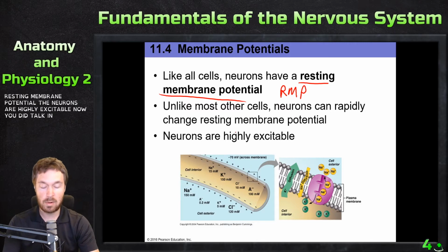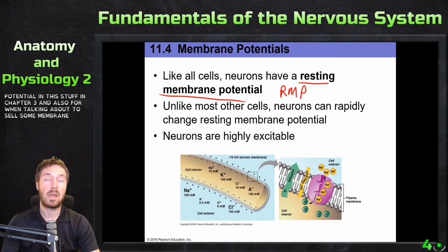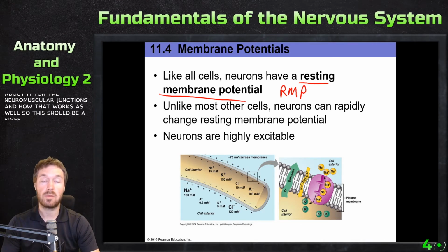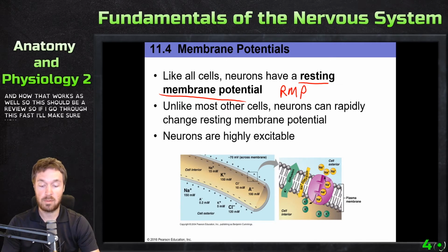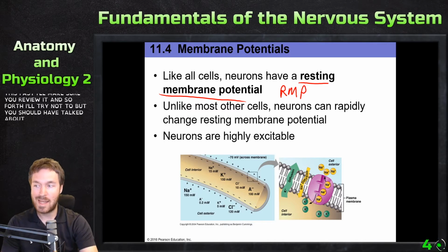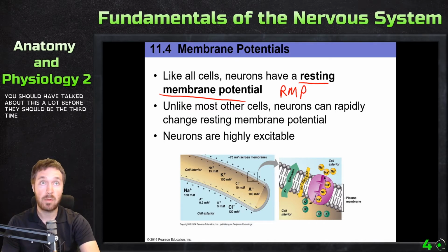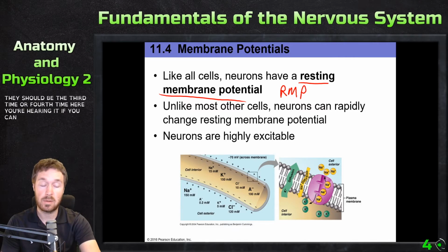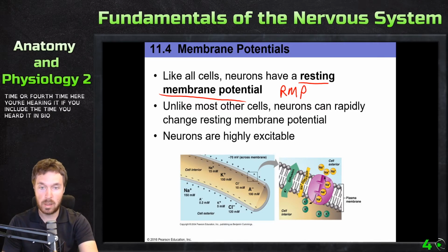Now, you did talk about resting membrane potential in chapter 3, and also when talking about the cell membrane. And then you also talked about it for the neuromuscular junctions and how that works as well. So this should be a review. If I go through this fast, make sure you review it. I'll try not to, but you should have talked about this a lot before. This should be the fourth time you're hearing it if you include the time you heard it in Bio 1.